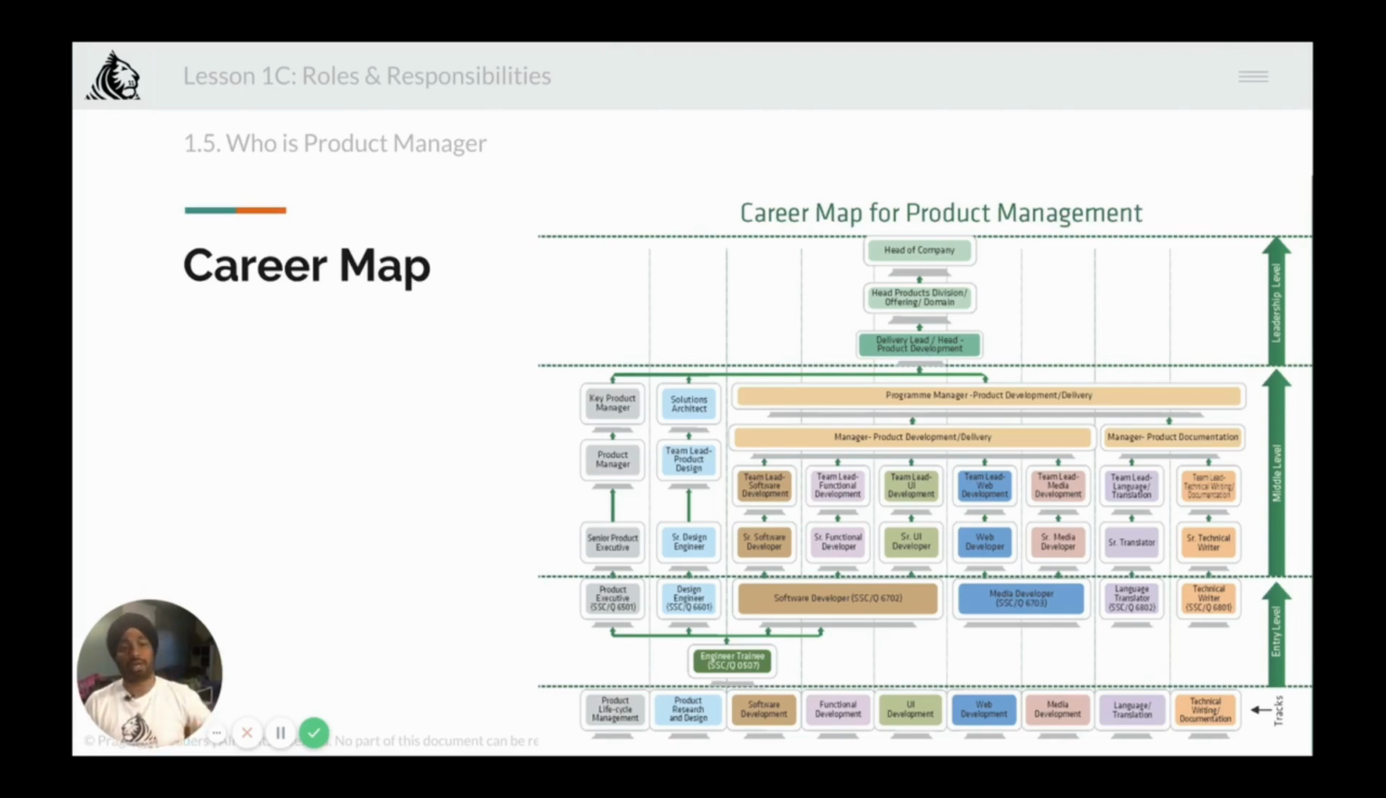So you can start from anywhere in entry level, middle level, or leadership level, and this is the kind of career map that you can expect. There is some amount of lateral movement that you can expect, but not much. Typically, you will be moving vertically.